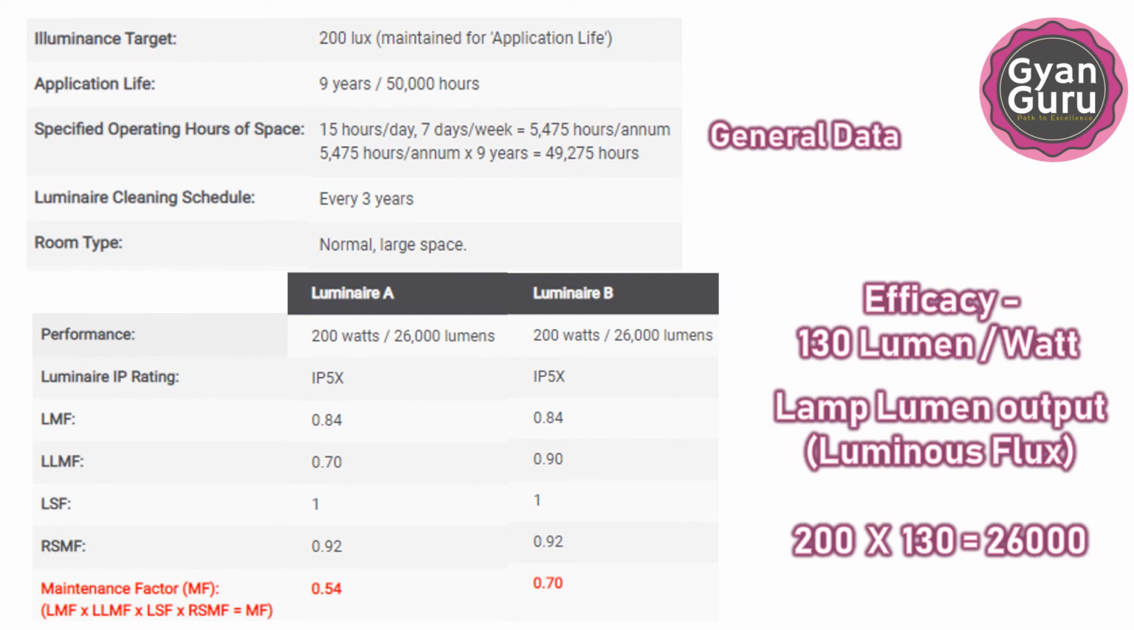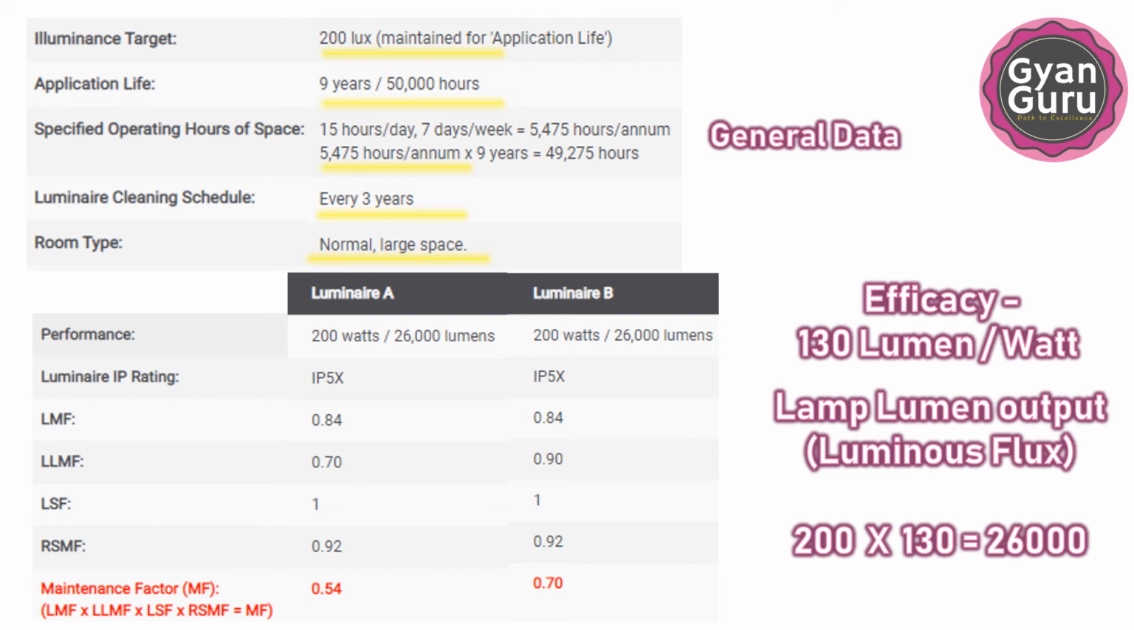Let's suppose we have to maintain a 200 lux level in a normal large space room. As per the manufacturer data, the application life of a 200 watt luminaire is 9 years or 50,000 hours if the light is used 15 hours per day, which means 5,475 hours per annum. It is also given that the luminaire is to be cleaned every 3 years. Specified operating hours are also specified.